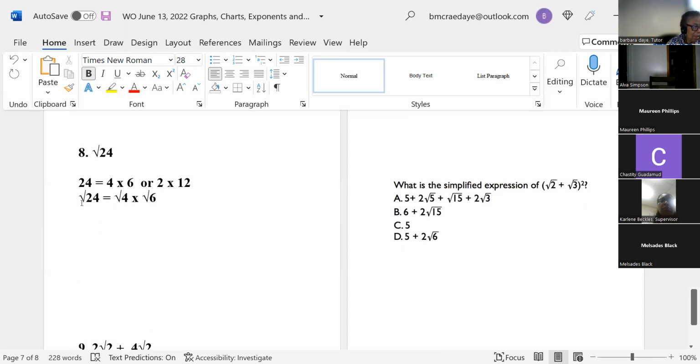Okay, Alva, what would this simplify to? What's the square root of 4? You just told me. Tell me again. Yes, what's the square root of 4? 2, that's right. So the square root of 4 is 2, so we put a 2 here. And we just leave the square root of 6. Square root of 6 is not a perfect square root, and that's your answer.